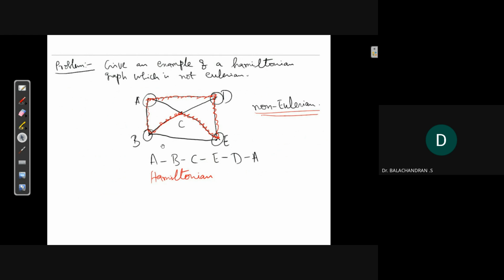The reason is the degree of C is 4, so even. The remaining: A is what? Degree 3. B is degree 3. So all the vertices are not even. So this contains a Hamiltonian circuit, but it does not contain an Eulerian circuit. The reason is all the vertices are not of even degree. That's why this is non-Eulerian, or not Eulerian.